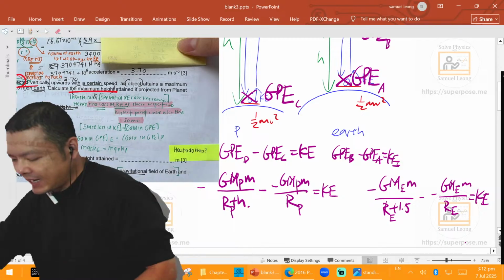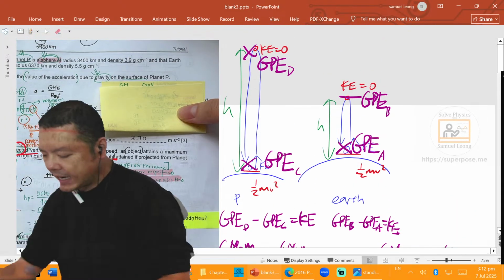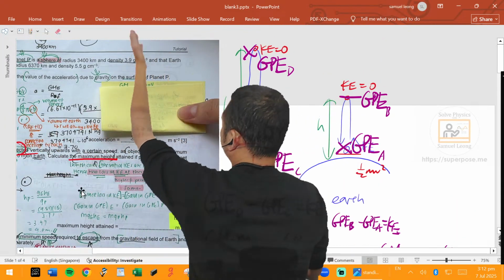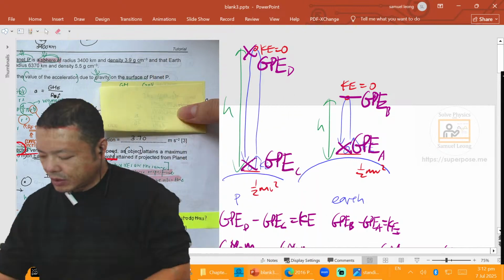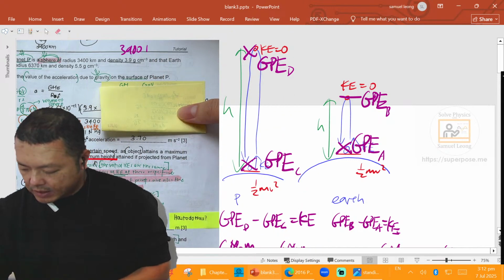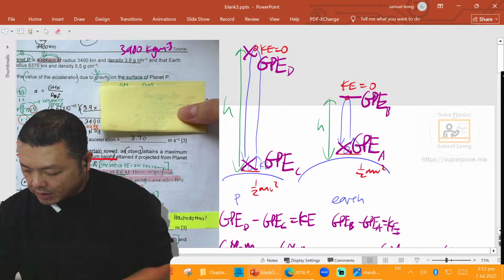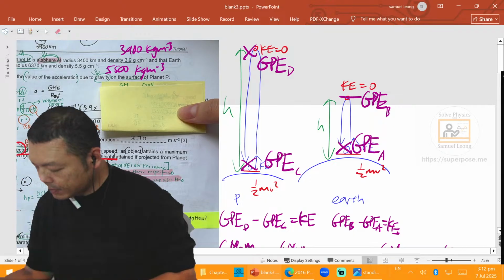Furthermore, frustratingly enough, they don't even give you the density in kg per meter cube. They give it to you in gram per cm cube. So you still have to convert this to 3,900 kg per meter cube, and this one is 5,500 kg per meter cube. Okay?